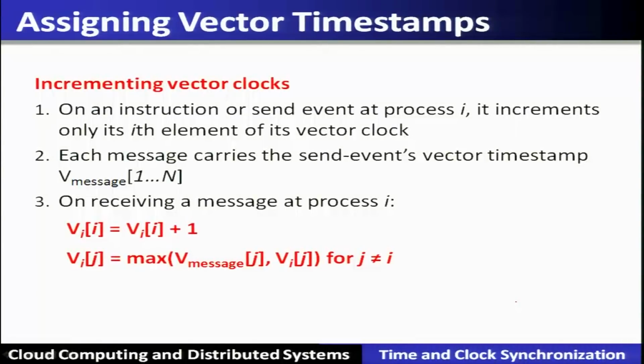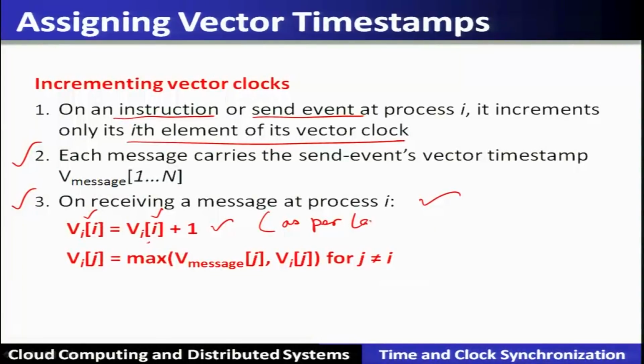Assigning the vector time stamps: on an instruction execution or send of an event at process i, it increments only the ith element of its vector clock, and the entire vector will be the time stamp, and so the message carries the send event's vector time stamp within it. When the message is received at a process i, then process i will increment its vector, as we have seen. This is as per Lamport's clock.